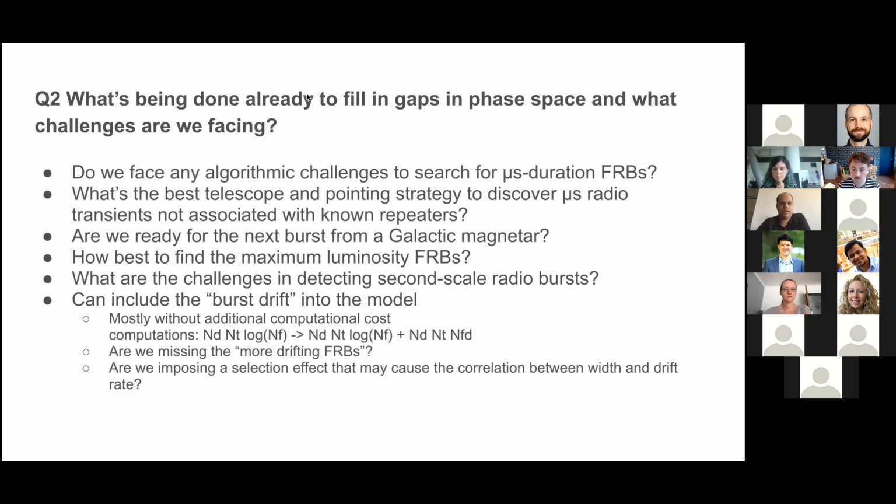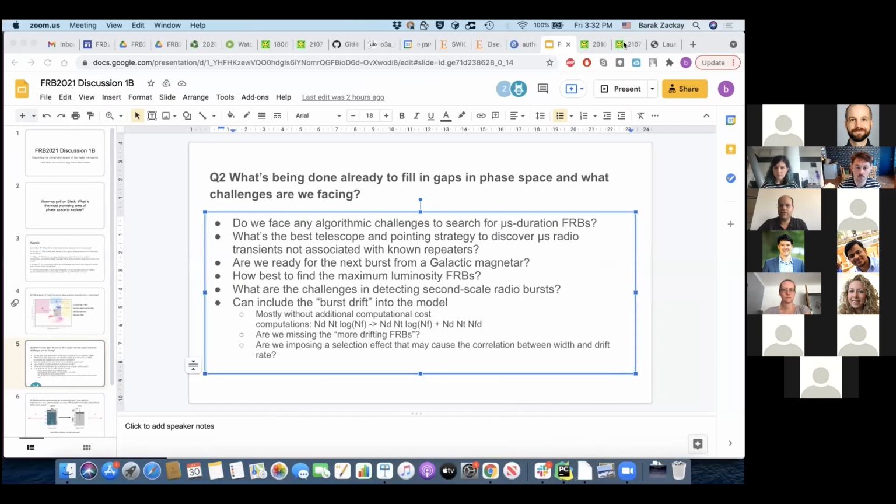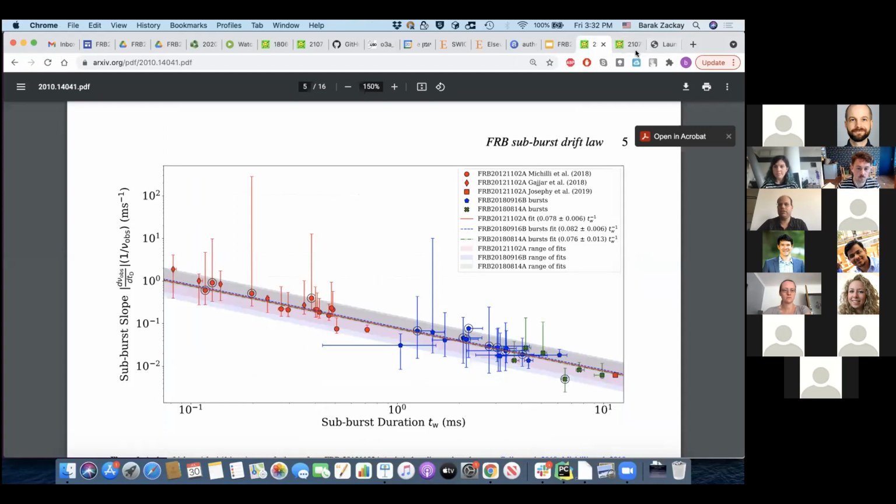So there's a question, are different burst morphologies a challenge? This takes us to the last point in this presentation. Here I just included a point: do we want to include the burst drift into the things we search? And I think that at this point maybe it is a good idea, because I don't know if I'm allowed to share screen. So in here, no, here. Okay. So you see this super interesting diagram.